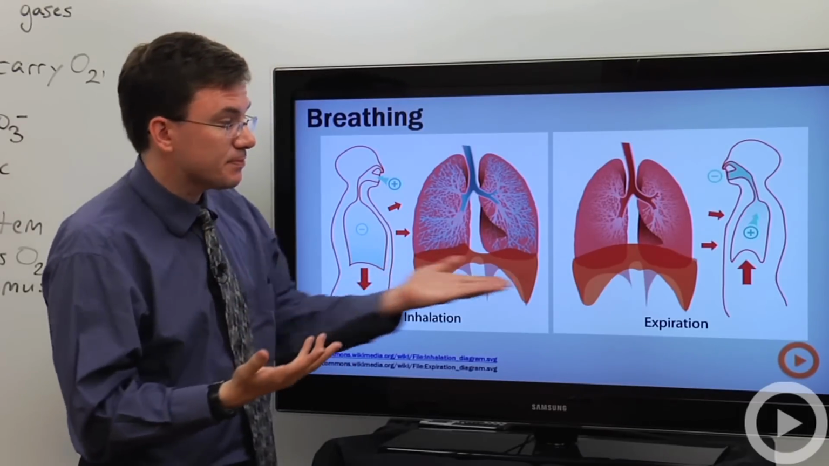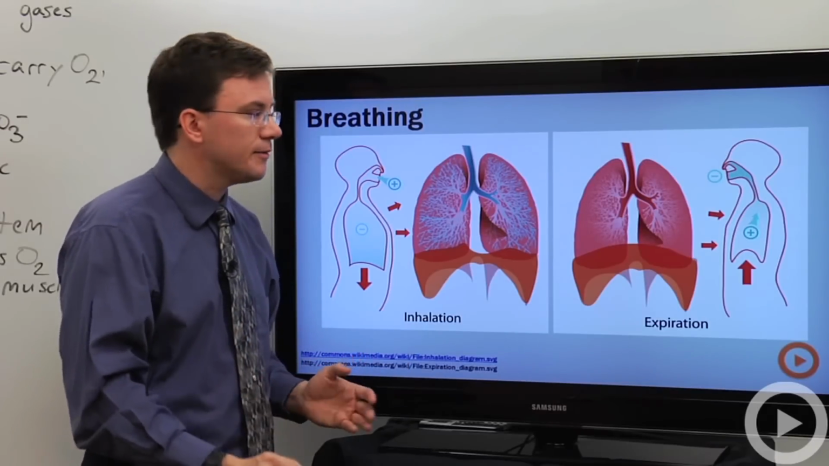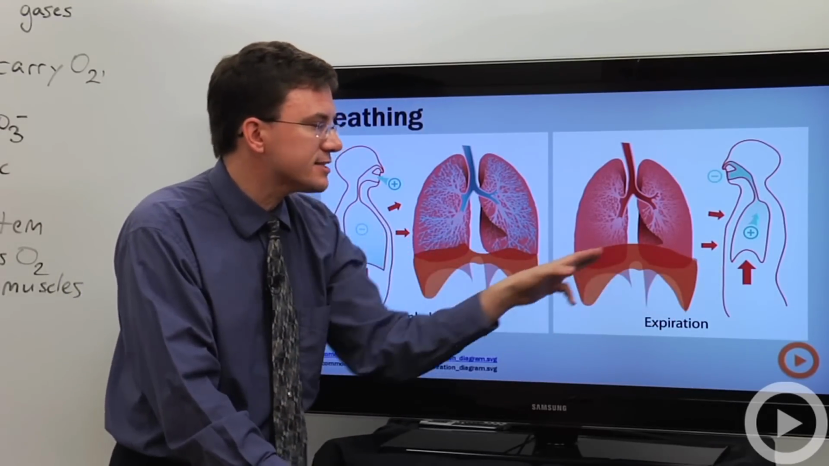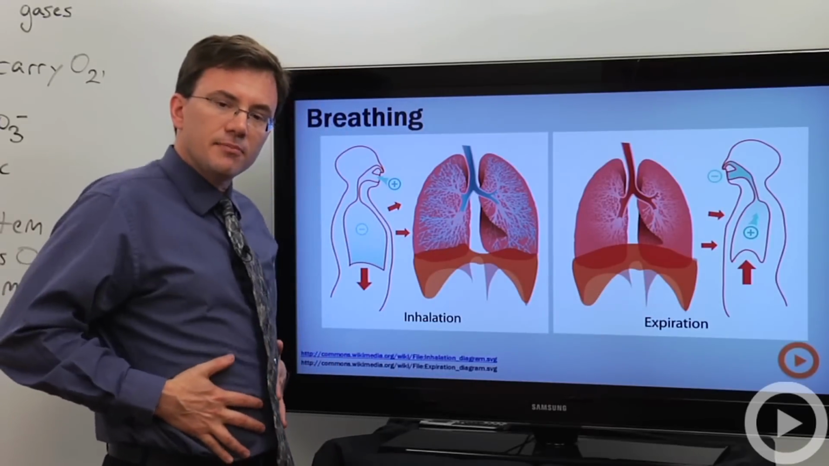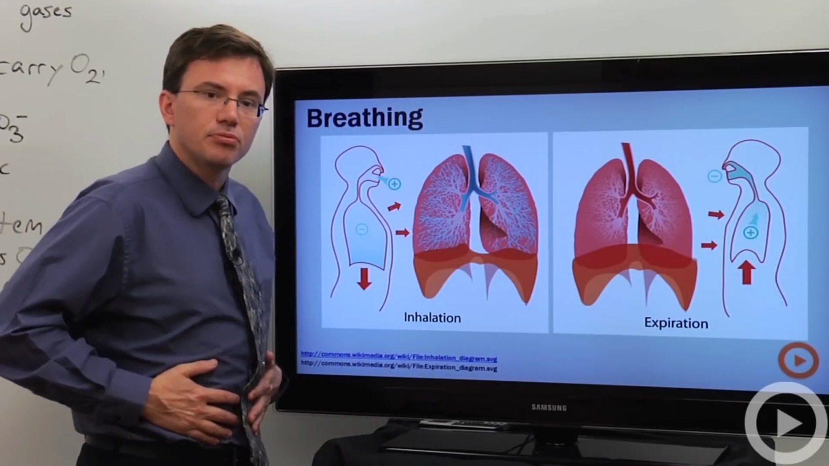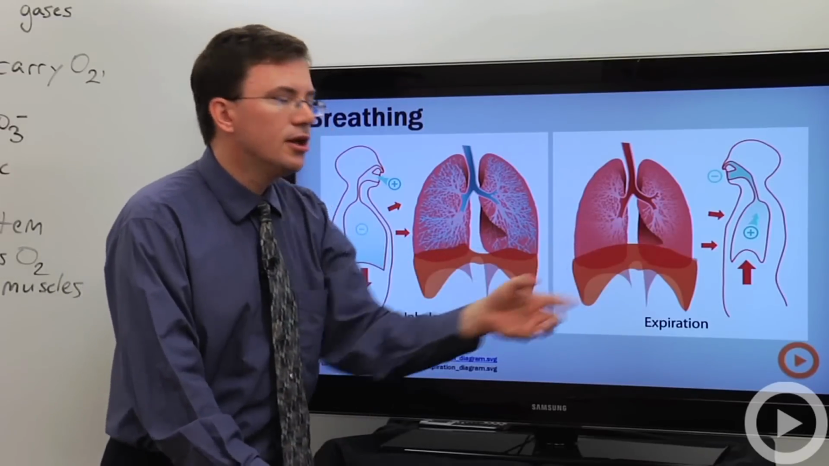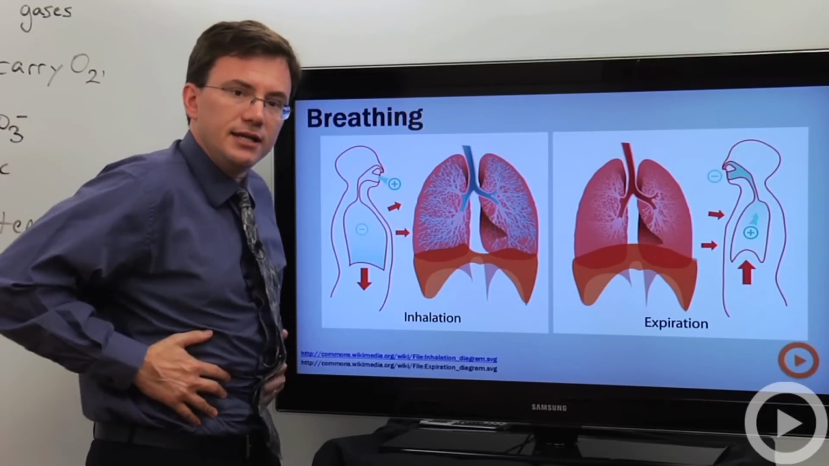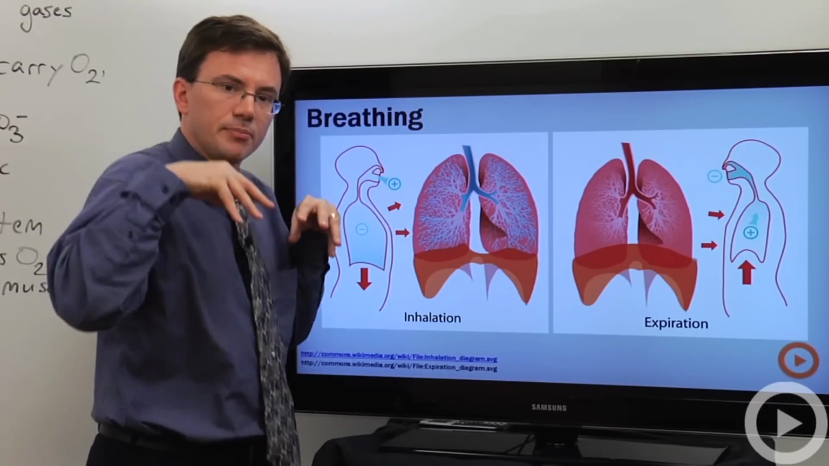exhaling, or expiration as physiologists like to call it, expiration happens mainly by relaxing. You relax that diaphragm muscle, and then the muscles that keep your guts from toppling all over the place help push that diaphragm back up. Your chest starts to relax. Now you can help this along by tightening your abs to squish that diaphragm up even faster.